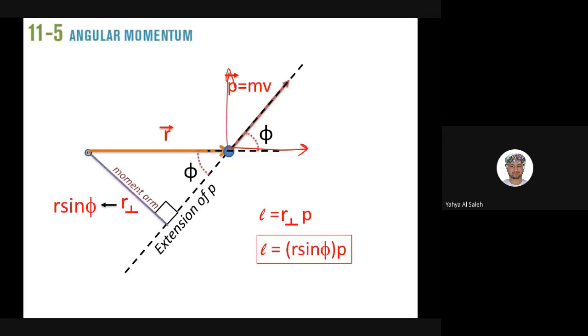For the angular, just like with force and torque, we did R cross F, right? We only took the sine component of the F. Well, we only take the sine component of the MV. So MV sine theta or P sine theta, which means we end up with an angular momentum, which we give the letter L, that says MV or P R sine theta, otherwise known as R cross P. So just like torque was R cross F, angular momentum is R cross P.